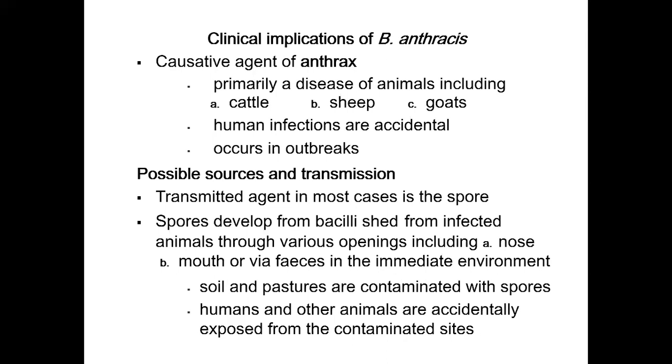So most of the time the transmitted agent is the spore. And the spores come about from bacilli. These bacilli originate from a sick animal or a dead animal. When they are sick, they produce a lot of fluid through the orifices, the mouth, the nose. They have diarrheal stool, and they pass out the bacilli into the environment, and those form spores. Spores are formed from the bacilli that are passed out by the infected animal through various openings, the nose, the mouth, or via feces, into the immediate environment. So that immediate environment can be soil, it can be pasture. So soil and pastures get contaminated with the spores. And humans and other animals are accidentally exposed from the contaminated sites.